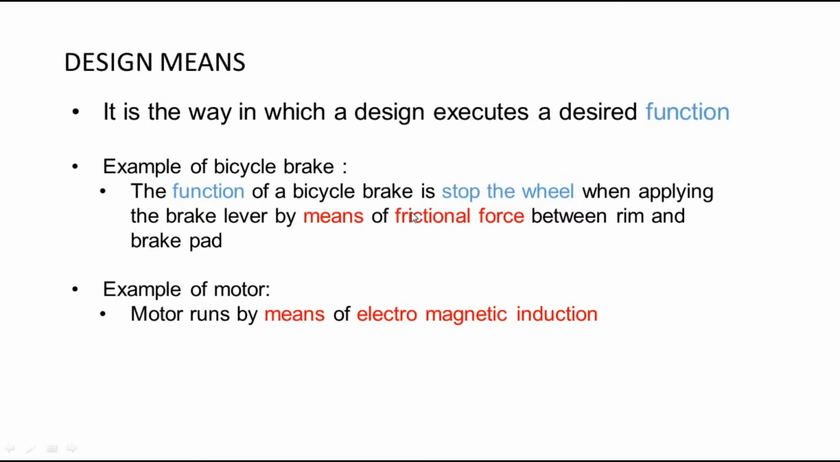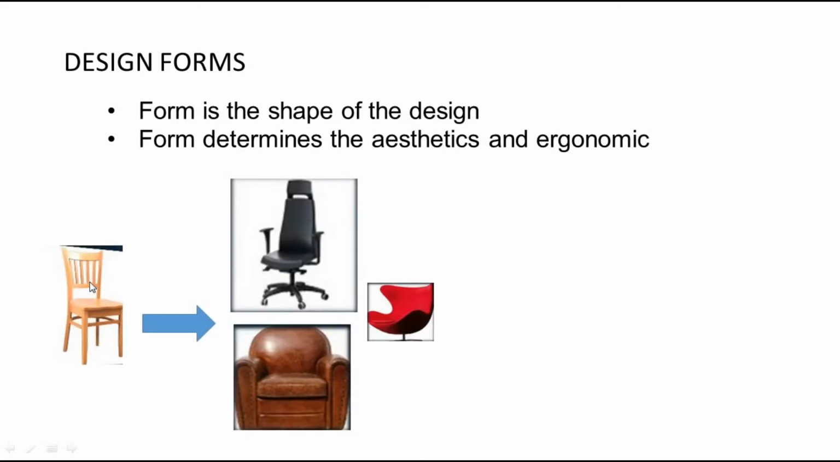And design forms. Form means the shape of the design. Form determines the shape of the design, and the look and feel of the design, its aesthetics and ergonomics, how we can use it, and whether it is user friendly. Those are driven by the design form. For example, with this chair, the function is the same, but the designs are more aesthetic or ergonomic. There is more aesthetic value in this design.